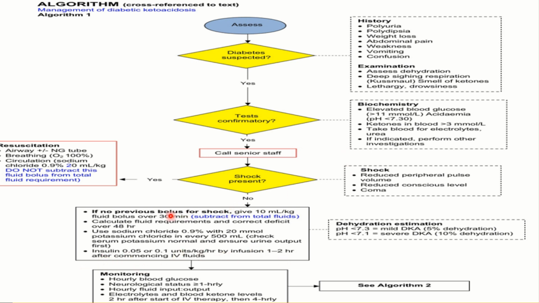Okay, so you diagnose the patient, you are giving the fluid, potassium as well as the insulin. Now what will you do? You will monitor the patient. You will monitor the patient hourly: see the blood glucose, neurological status, and fluid input and output, and you will check the electrolytes, and 2 hourly you will assess the patient. Okay, now what to do after that?